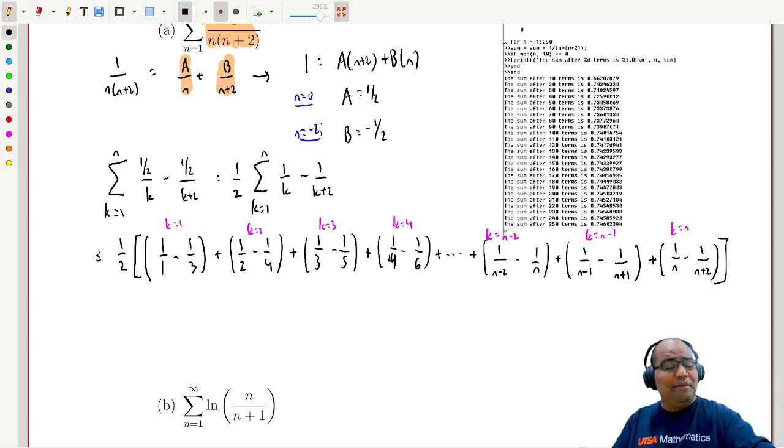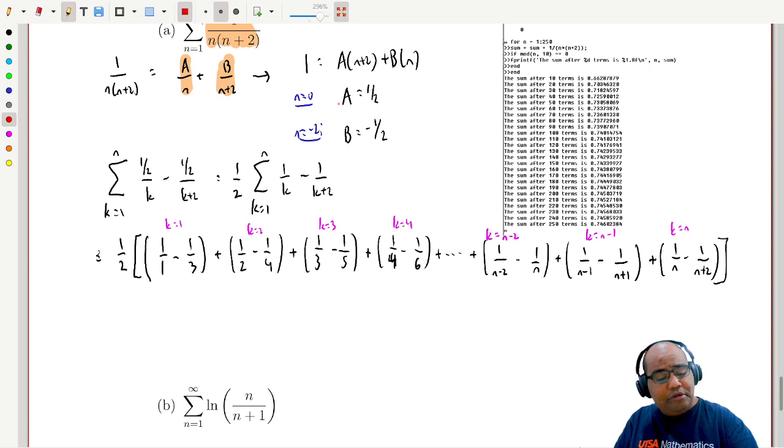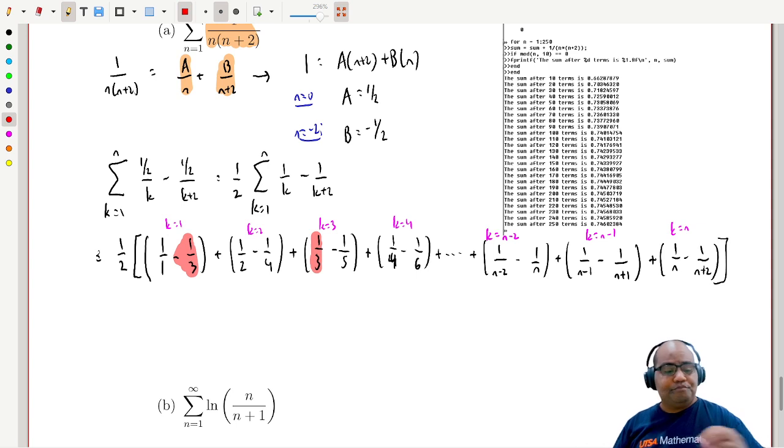So it may not look like I've done much, but I want you to take a look at what happens here. The terms I'm going to highlight in red are ones that will not survive. What does that mean? We'll take a look here. I have a minus 1/3, and I have a plus 1/3 here. If I drop the parentheses, addition is associative. So those terms add to 0.